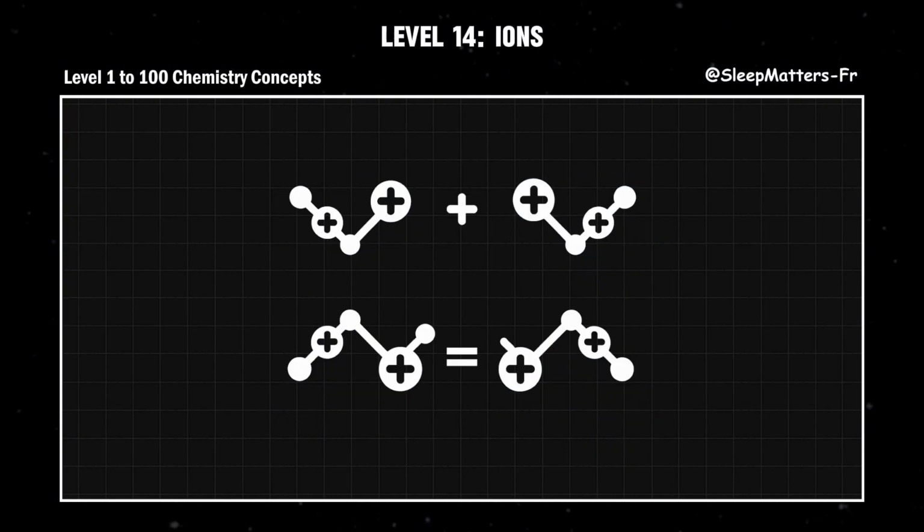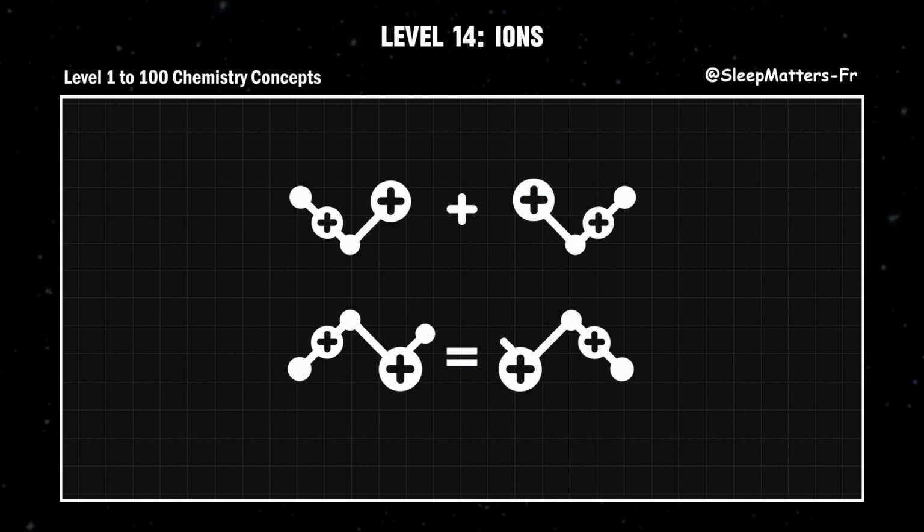Level 14. Ions. An ion is an atom that is not balanced. It is an atom that has either gained or lost electrons, giving it an electric charge. Normally, atoms are neutral. They have an equal number of protons, which are positively charged, and electrons, which are negatively charged. But when an atom loses an electron, it becomes positively charged, and when it gains an electron, it becomes negatively charged. This charged atom is called an ion.